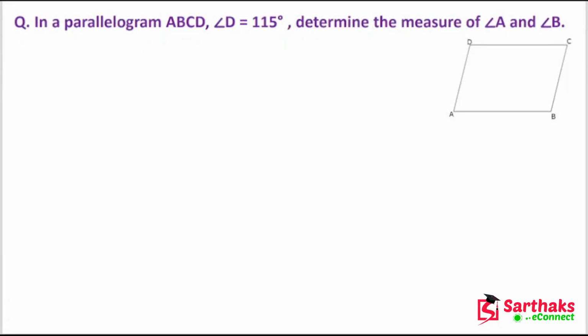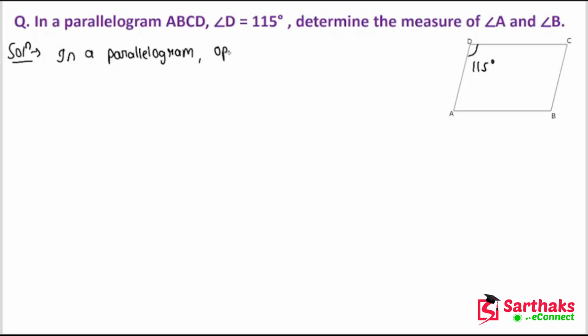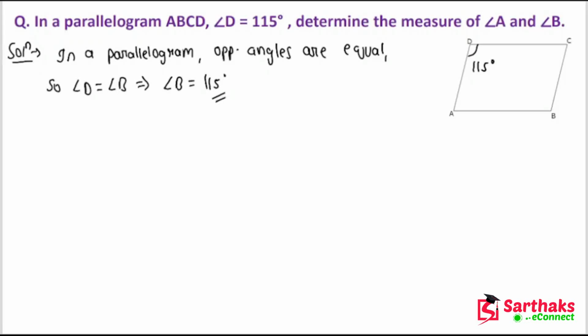In this question, it says that ABCD is a parallelogram and angle D is given to be 115 degrees. We need to find the measures of angle A and B, and it is a very easy question since we already know that angle B is just opposite to angle D, and in a parallelogram opposite angles are equal. So in a parallelogram, opposite angles are equal. So angle D is equal to angle B, which implies that angle B is equal to angle D, that is 115 degrees. So we have already determined the value of angle B.